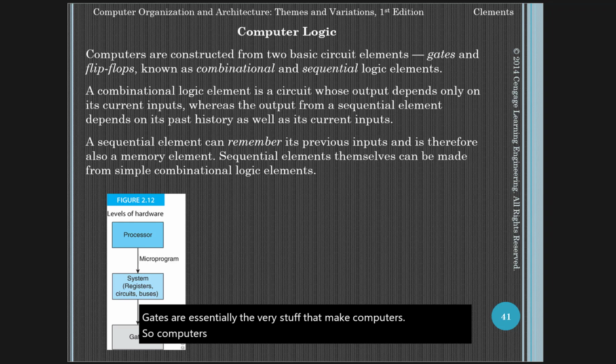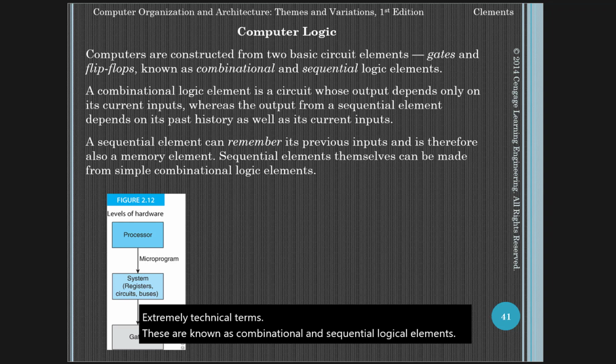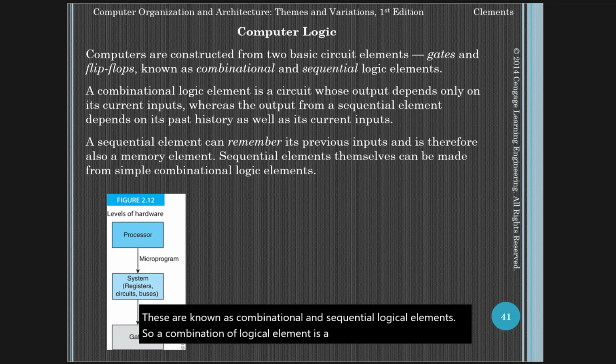So computers are constructed from two basic circuit elements. We have a gate and we have a flip-flop. Extremely technical terms. These are known as combinational and sequential logical elements. A combinational logical element is a circuit whose output depends only on its current inputs, whereas the current output from a sequential element depends on its past history as well as the current inputs. So a sequential element can remember its previous inputs, it's able to use a memory element, whereas a sequential element itself can be made from simple combinational logical elements.